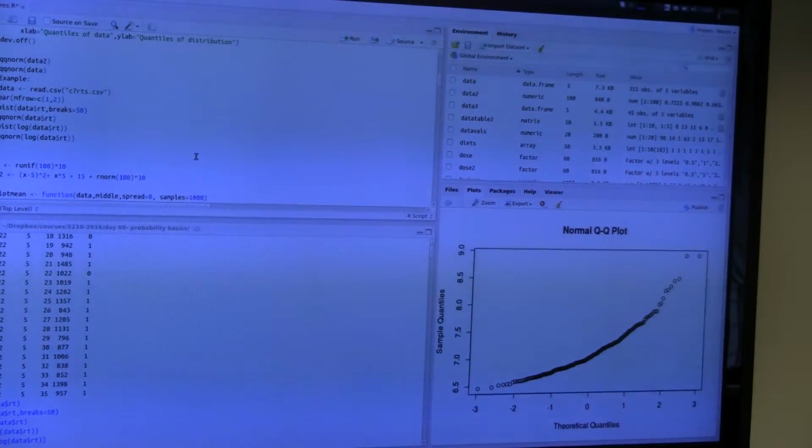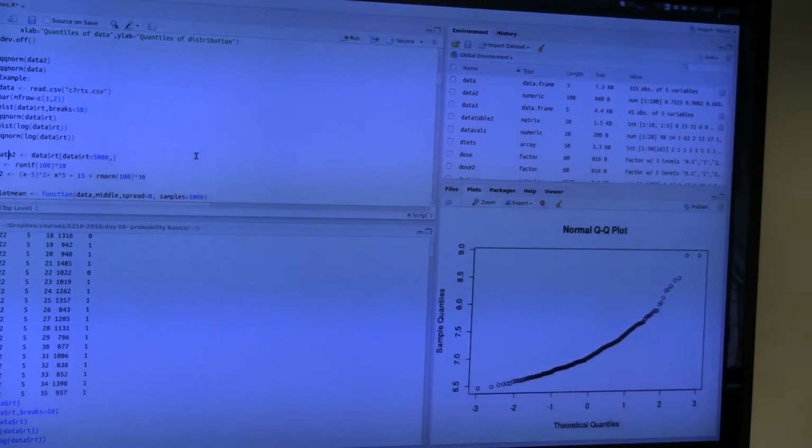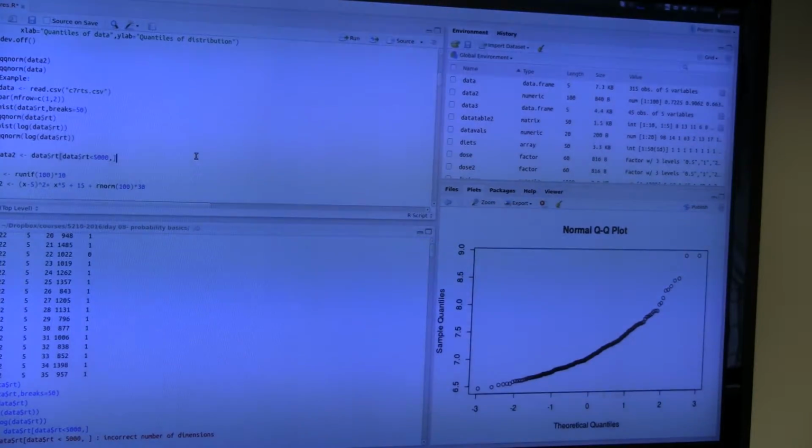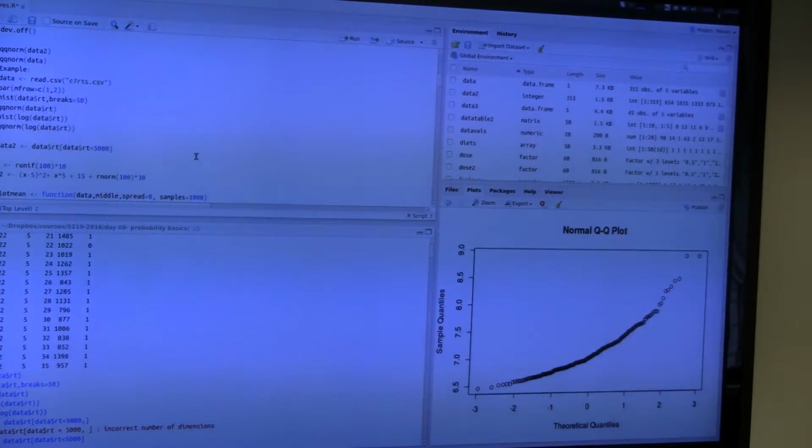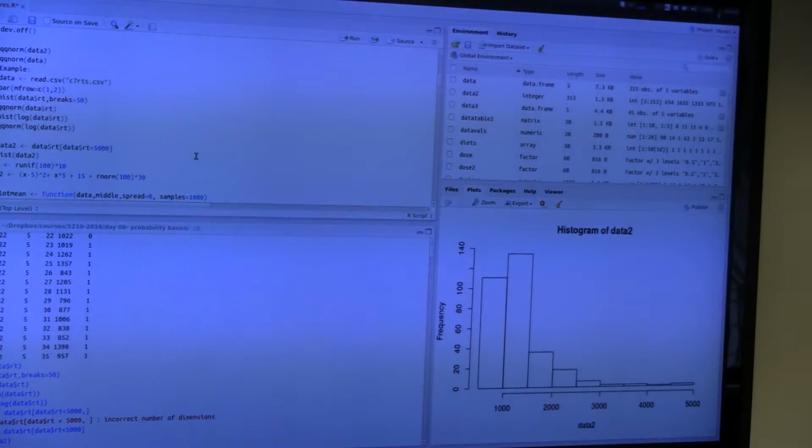So maybe I'll do data2 is equal to data RT less than 5,000. So if they weren't able to respond in 5 seconds, I'm just going to throw them out. So I can do a hist of data2. And again, this is going to have a long tail.